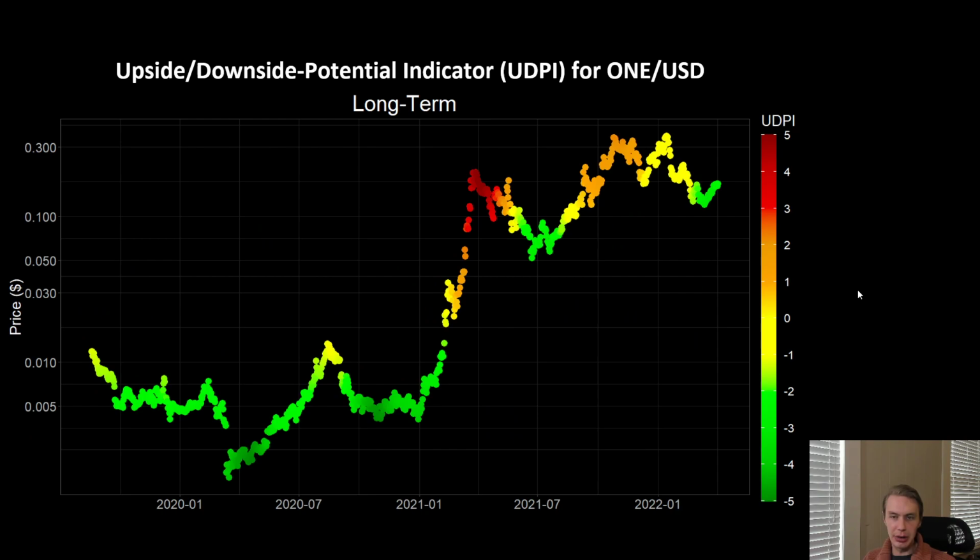Okay, so let's talk about another indicator we have here at the channel, the upside downside potential indicator, or UDPI.